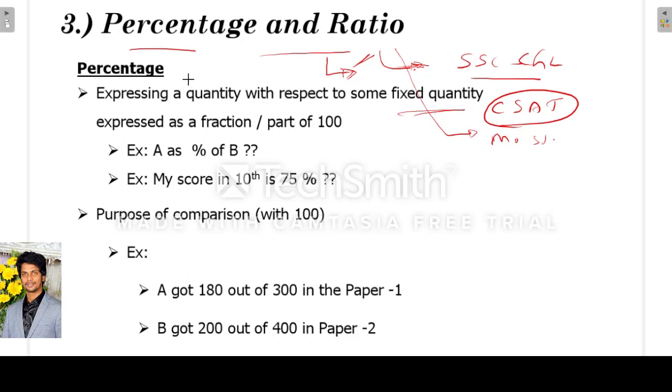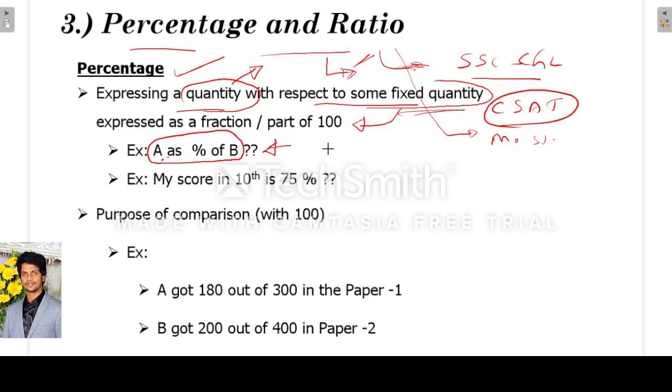So let's start with percentage. What is a percentage? Basically percentage means expressing a quantity with respect to some fixed quantity. Means by treating this fixed quantity as 100, we will express this quantity. So for example, A as a percentage of B means we are treating B as 100.